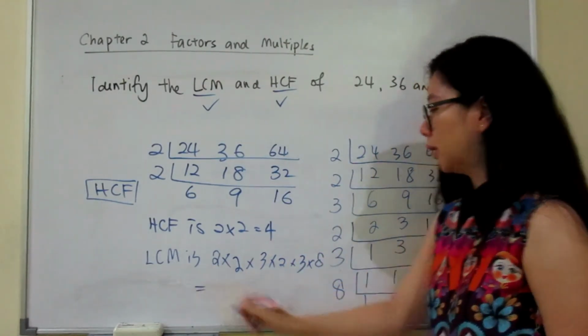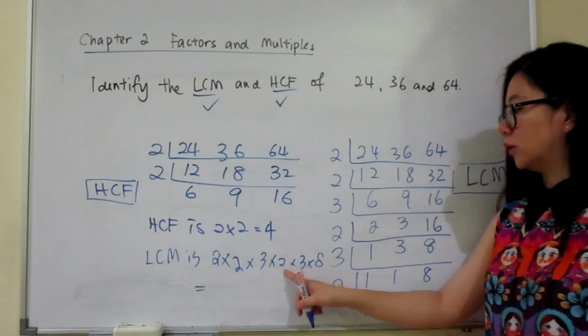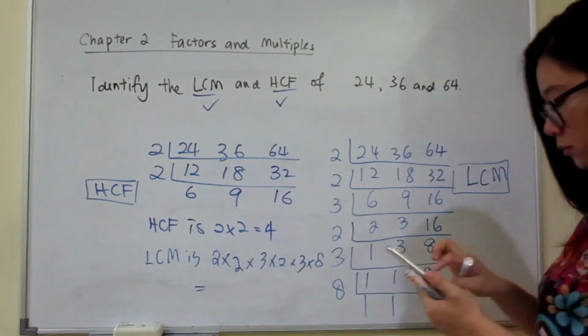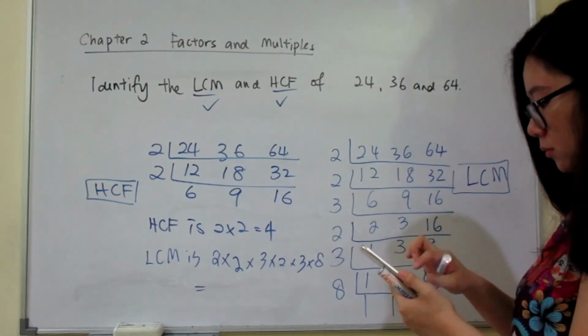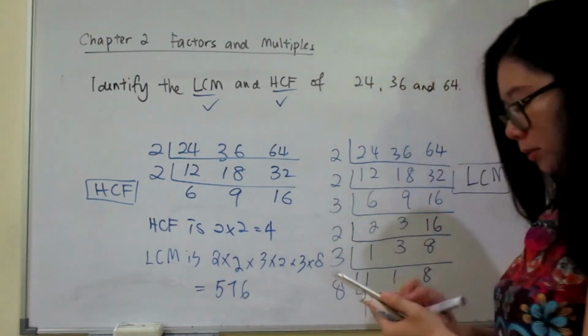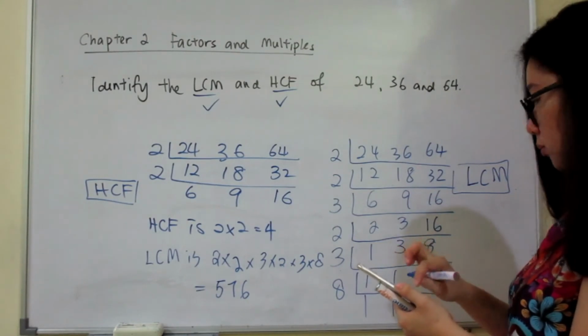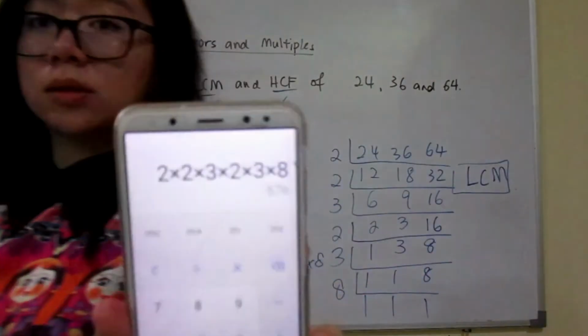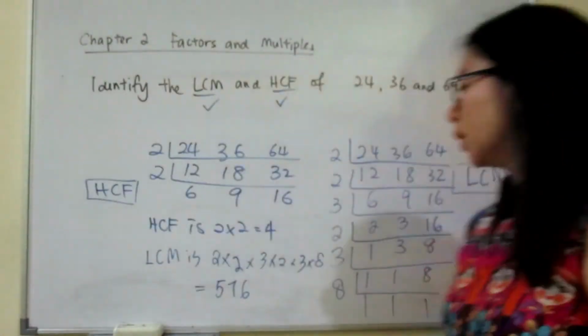So the answer is 2 times 2 is 4, 4 times 3 is 12, 12 times 2 is 24, times 3. We just use calculator. Okay, let me double check the answer. 2 times 2 times 3 times 2 times 3 times 8. That is, yes, 576. Okay. The answer is 576.